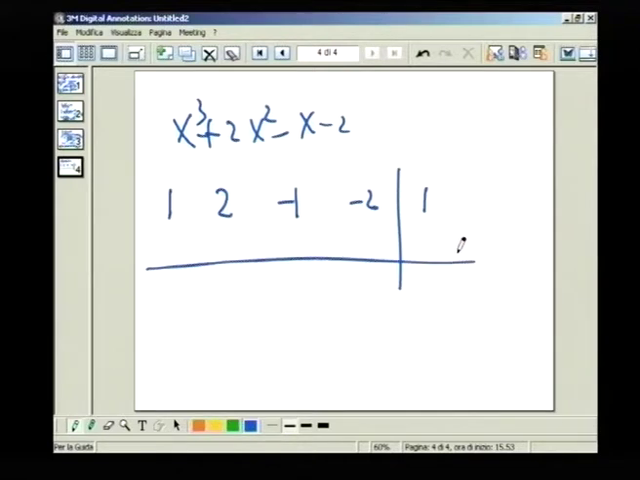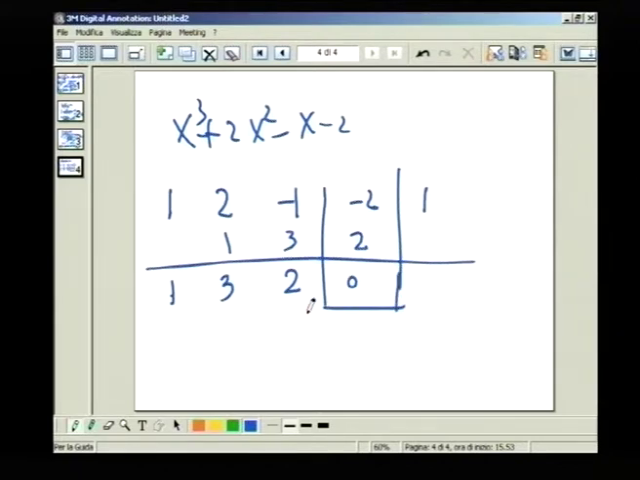And then you place it here. This is the first coefficient without change. Then you multiply 1 times 1, and you get 1 here. You add them up. You get 3. Again, you multiply 3 times 1. You get 3. Then you add them up, you get 2. Then you multiply 2 by 1, you get 2. Then you add them up, you get 0. If 1 is a correct root, then you must end up with a 0 remainder here.